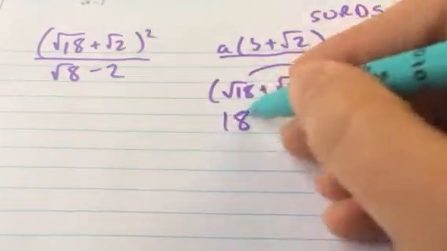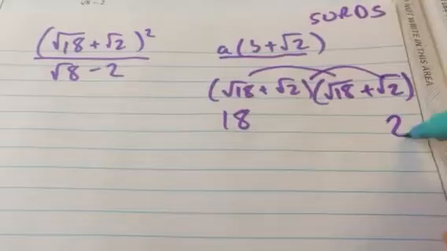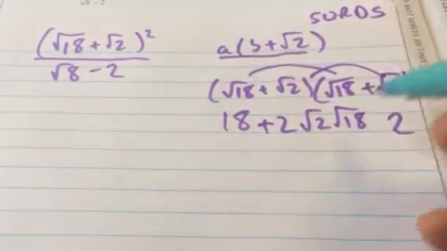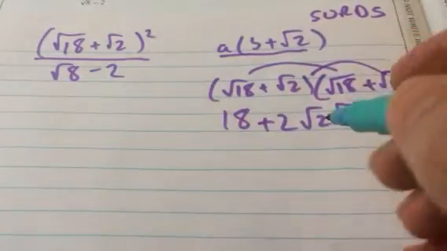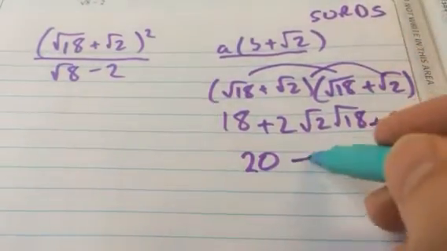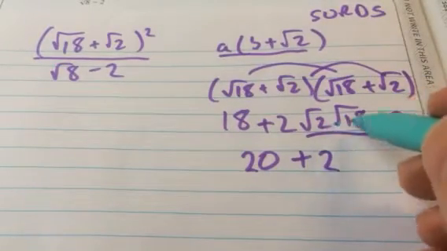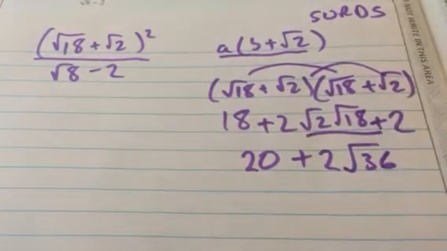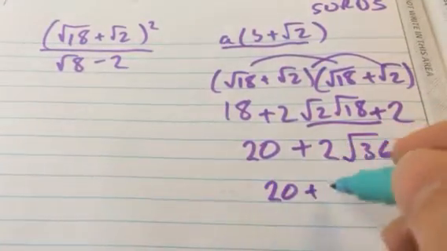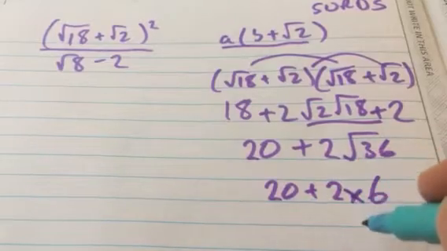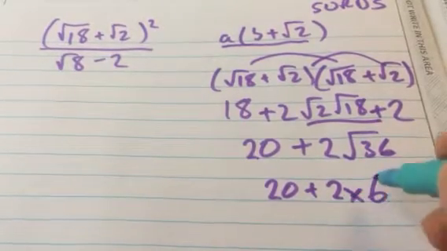Root 18 times root 18 is 18. Root 2 times root 2 is 2. In the middle two terms, which will be the same, we've got 2 root 2 root 18. So 18 plus 2 is 20, plus 2 times root 2 times root 18, which is root 36. It's 20 plus 2 times root 36, which is 6. 20 plus 2 times 6 is 12, is 32. So that's going to be the new numerator.